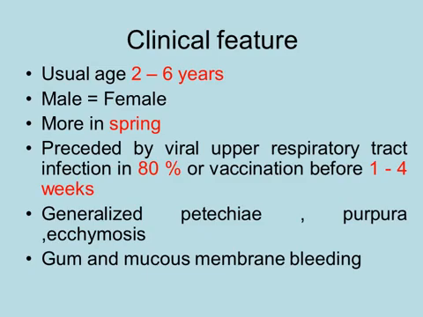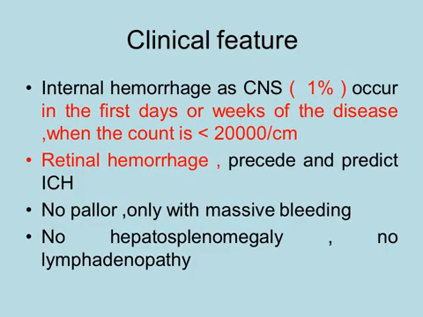Concerning the clinical feature, the usual age is between 2 and 6 years. Male and female are equally affected. It is more in springs and usually preceded by viral upper respiratory tract infection in 80% or vaccination 1 to 4 weeks prior to the illness. The usual manifestation is generalized petechiae, purpura, ecchymosis in a completely healthy child. Gum and mucous membrane bleeding can also be noticed.